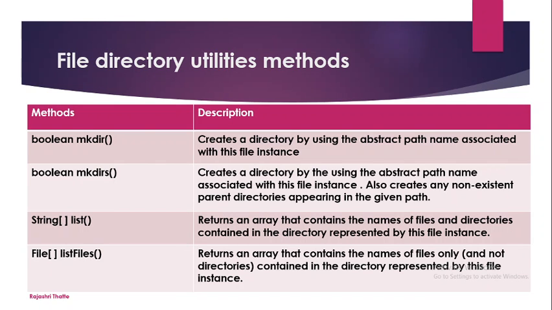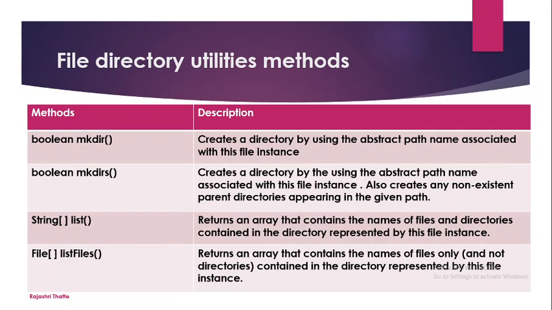So these are the file utility methods. Now the directory utilities methods. What operations are possible with directories? The related methods are available here. First, boolean mkdir. It creates a directory by using the abstract path name associated with the file instance. So if we want to create a new directory, we can use the path we used while creating the file object to create that directory.